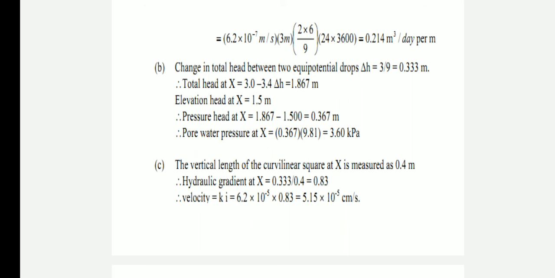And the last one is we have to calculate velocity. As we know, velocity is equal to k times i. So k, as we know, is 6.2 × 10^-5, and i, as we calculated, that is the hydraulic gradient, 0.83. So we get the velocity, that is k i, equal to 5.15 × 10^-5 centimeter per second.